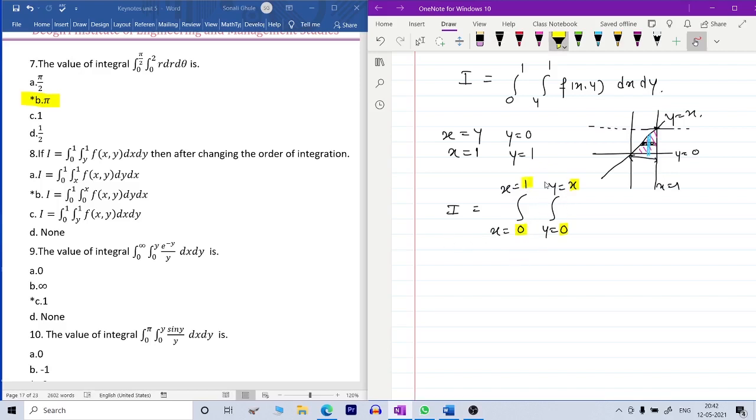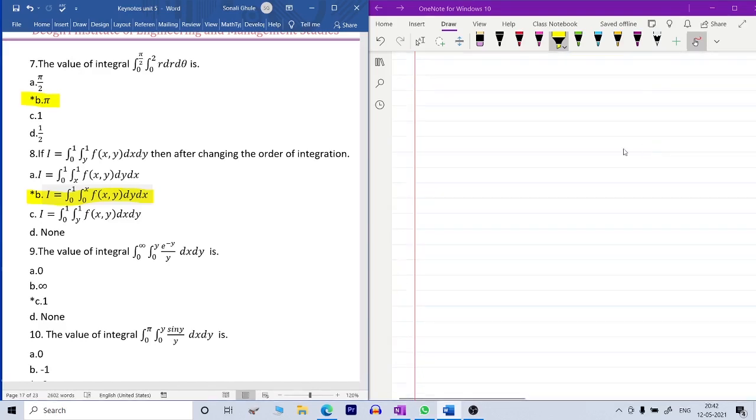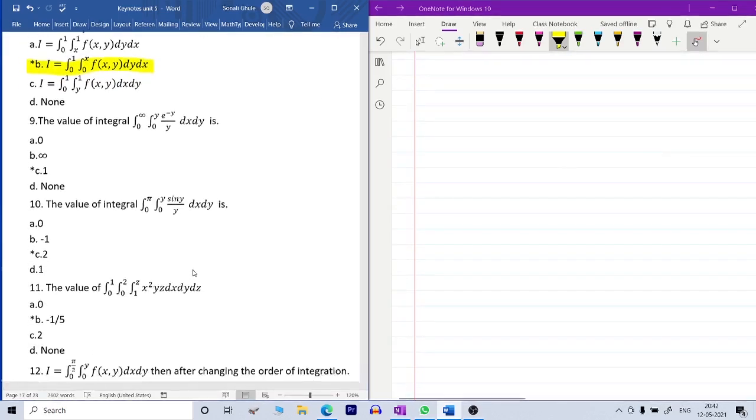Okay, so as you can see 0 to 1 and 0 to x, 0 to 1, 0 to x. So as you can see, this is your correct option. Okay, so I hope you all understood how you are going to change the order. If we have to change the order, then if the given strip is horizontal, convert it into vertical, and if it is vertical, convert it into horizontal. You can easily change the order. Okay, let's solve your next example.